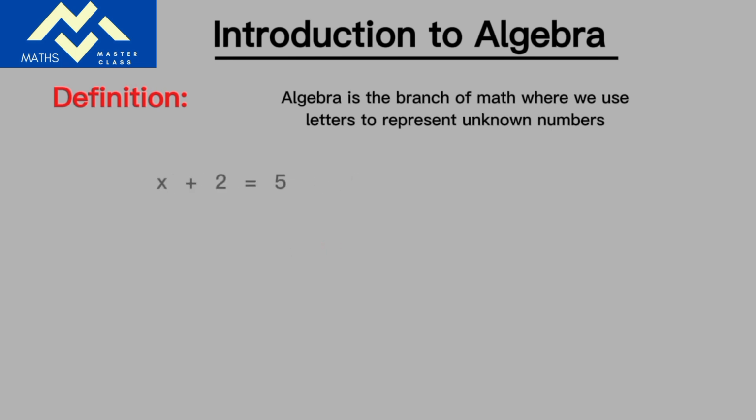Let's look at another example. x plus 2 equals 5. x is the mystery number. What number plus 2 gives you 5? It's 3. So x equals 3.